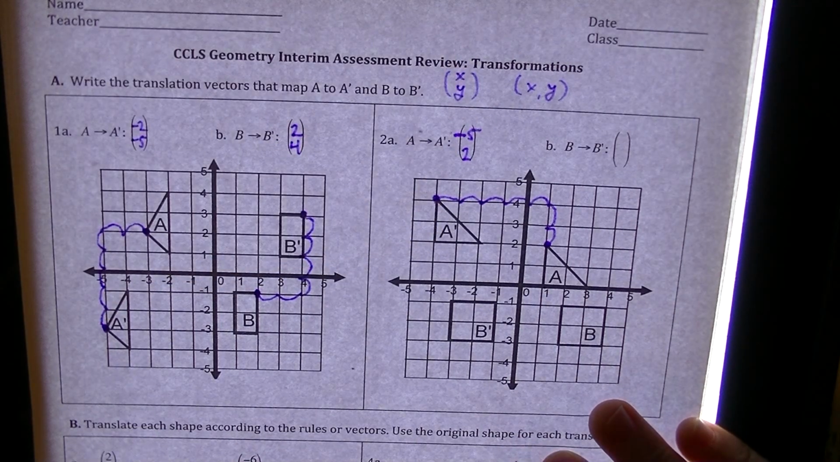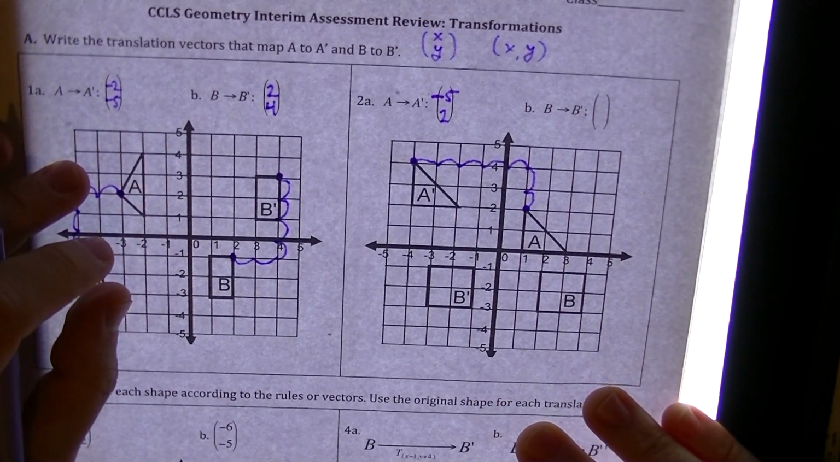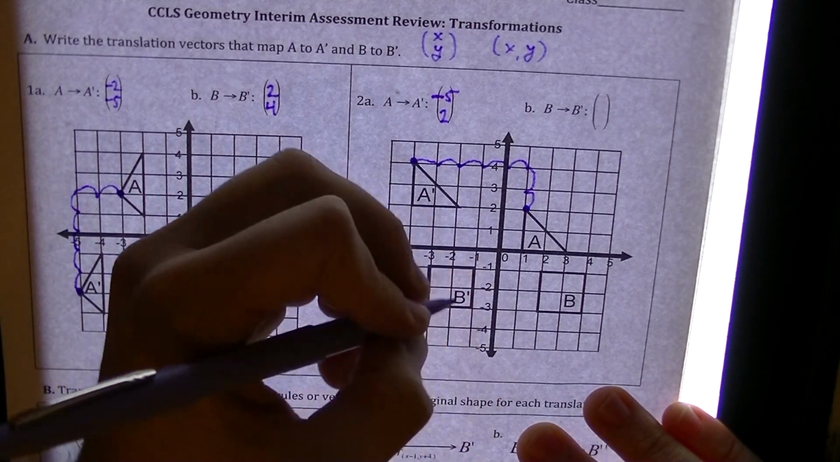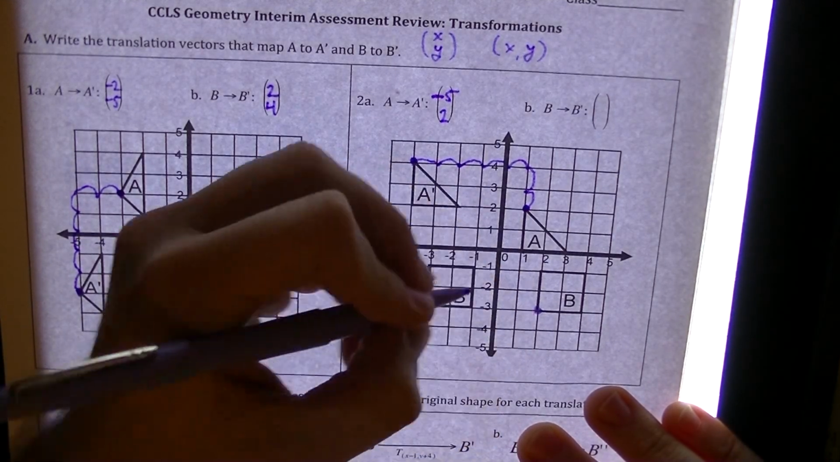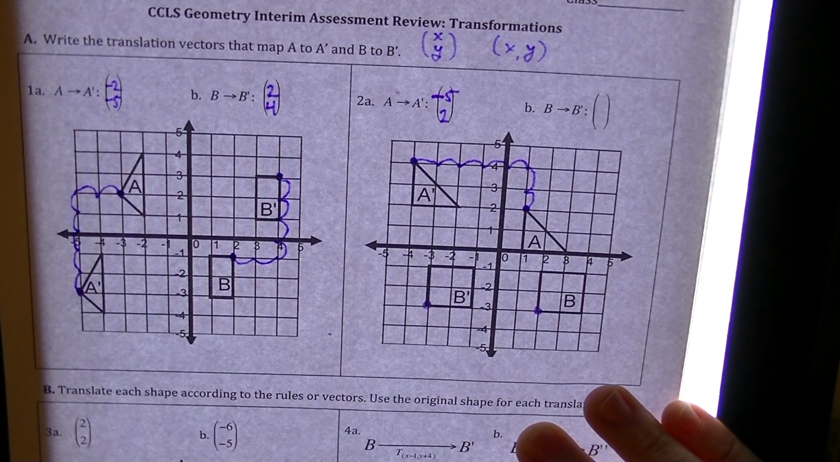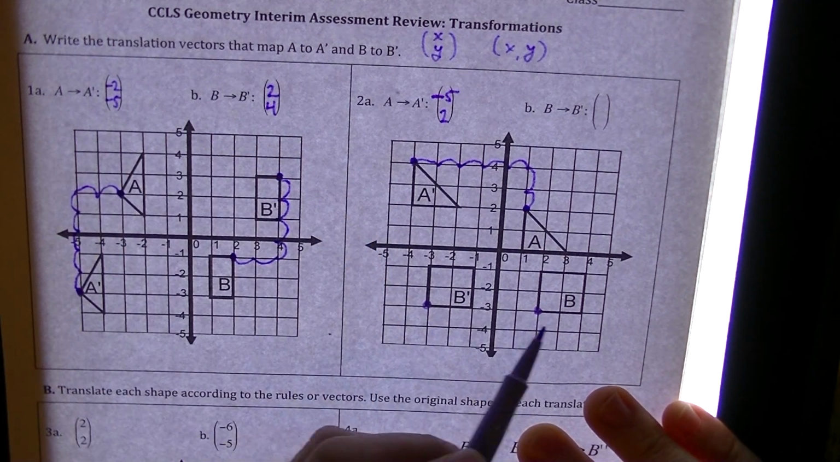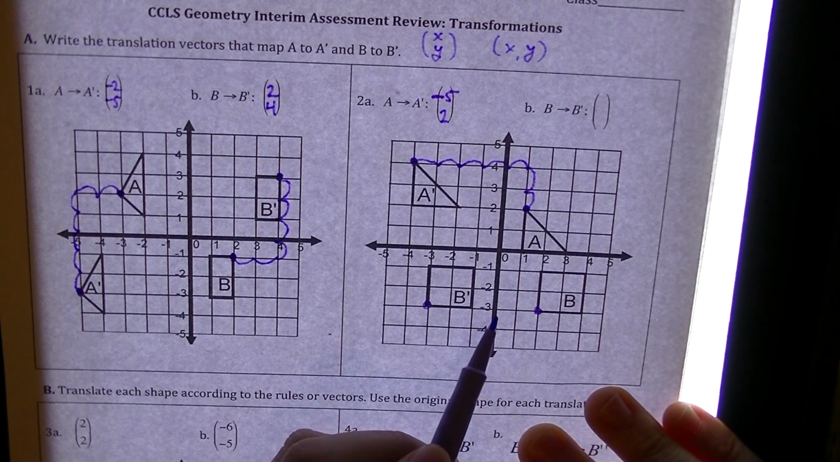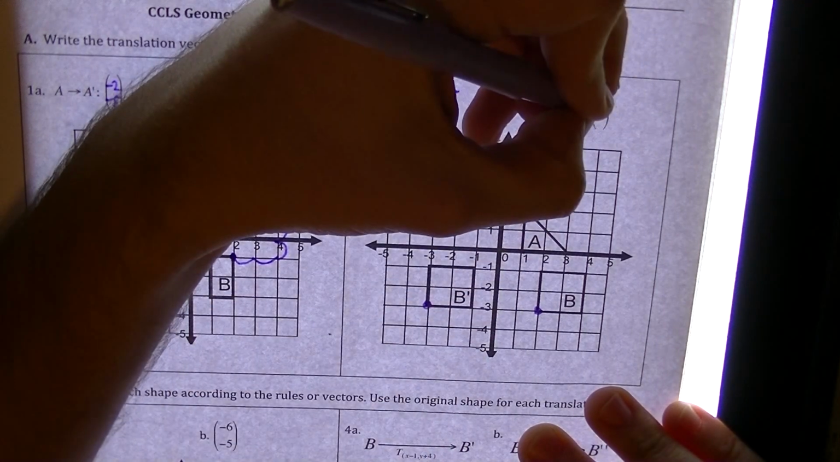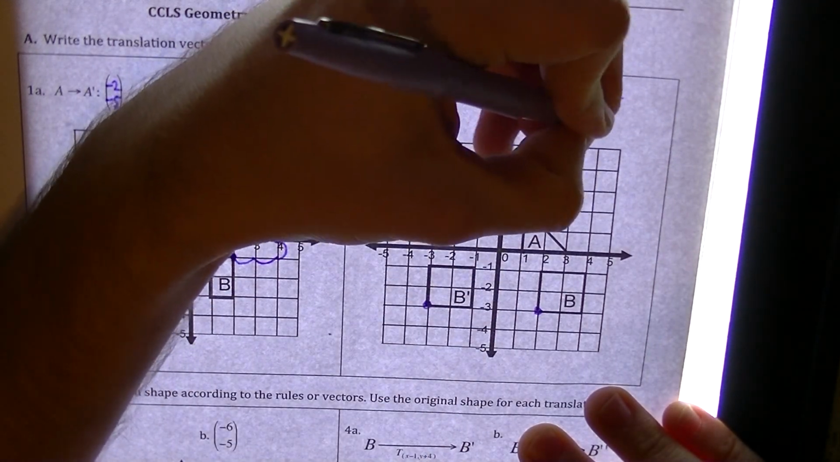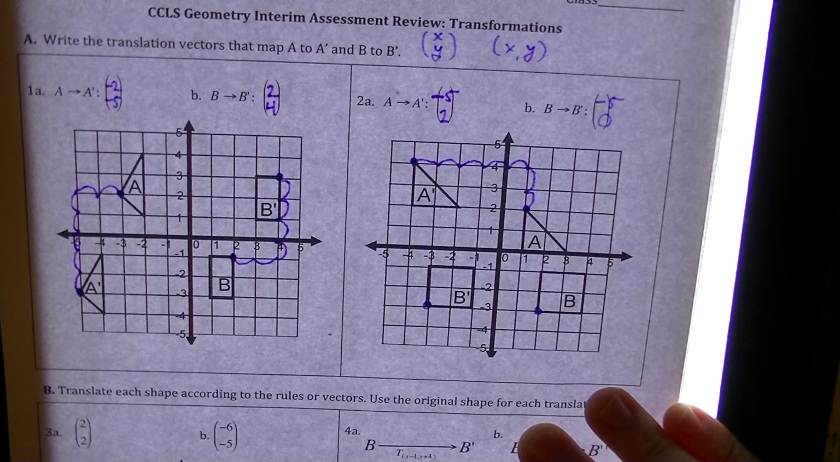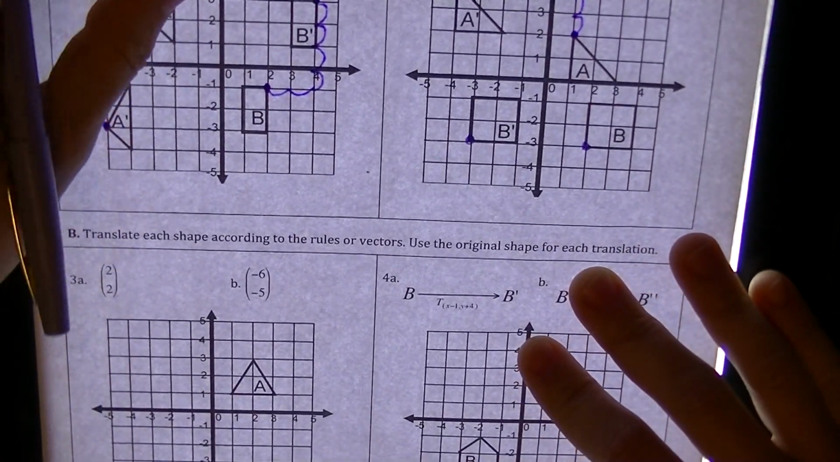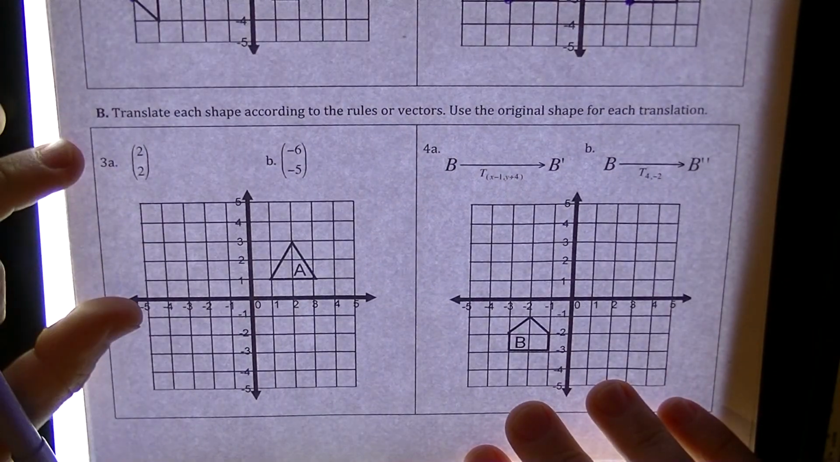-5 over there. From B to B prime, let's choose this point, and that corresponds with this point. And it doesn't go anywhere in the Y, it just goes 1, 2, 3, 4, -5 in the X, 0 in the Y. All right, let's move on to the bottom of this sheet.